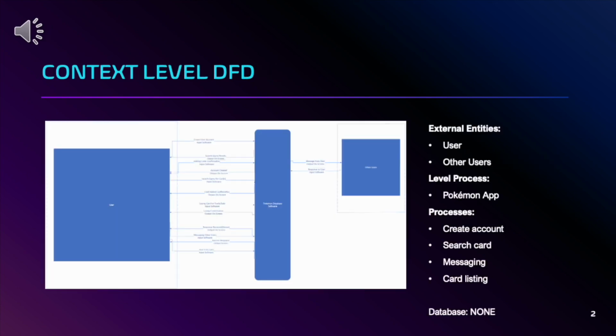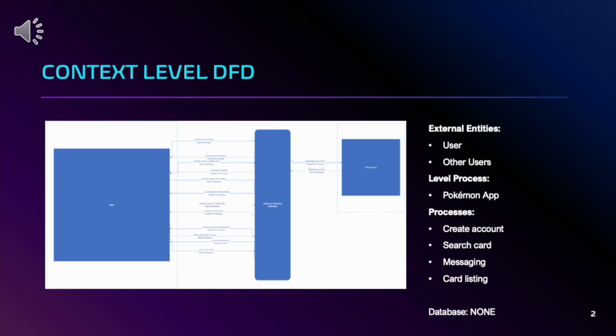So here we have the context level data flow diagram. As you can see, we have two entities in our diagram, one being the user and then the receiving user, also known as the other user, that will be receiving data from the sending user. Now the process here would be the Pokemon app. That is the system that they're interacting with.